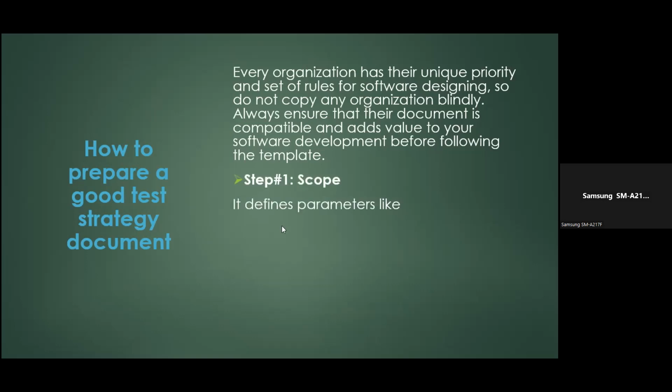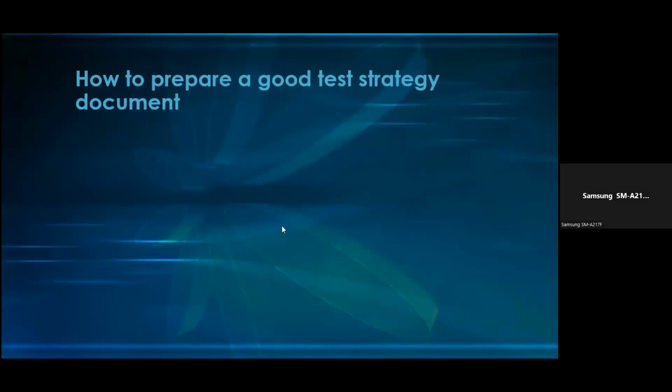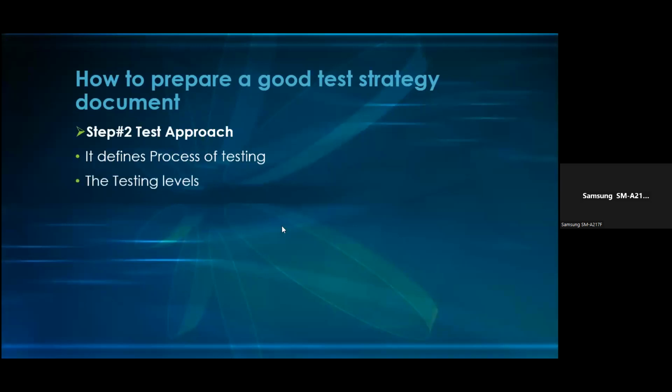Step 1, scope. It defines parameters like who will review the document, who will approve the document, and software testing activities carried out with timelines. So those are the things that it is. We go further. Step 2, test approach. It defines the process of testing, the testing levels. Don't forget, we've said all those things before. Testing levels that we talked about previously at each of the phases that we're testing. Unit, integration, acceptance, all those levels.